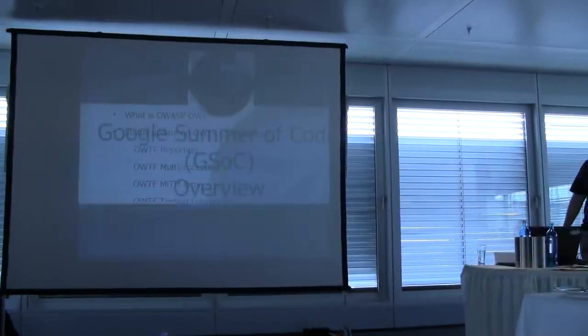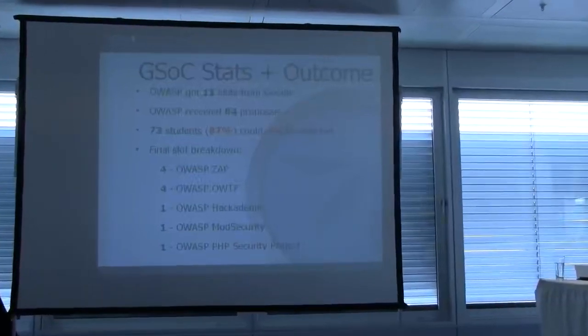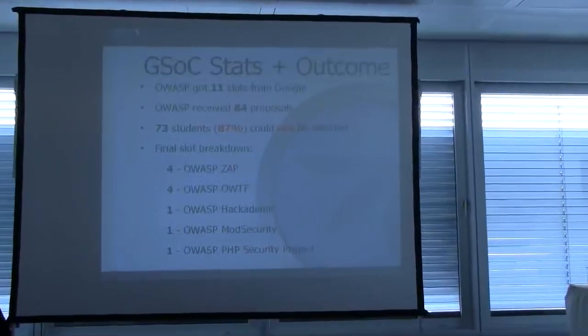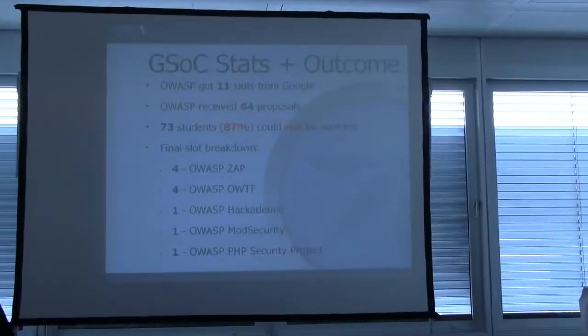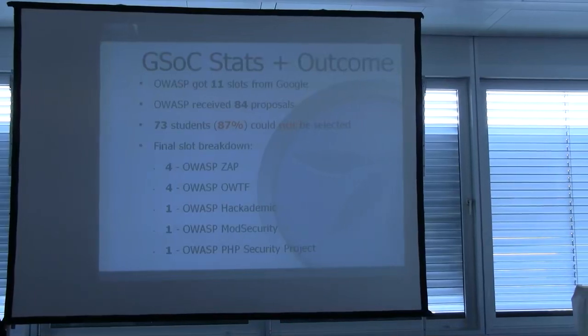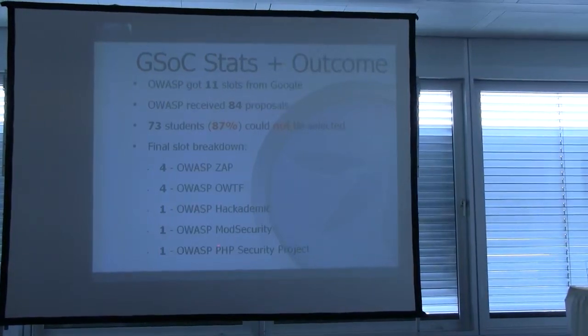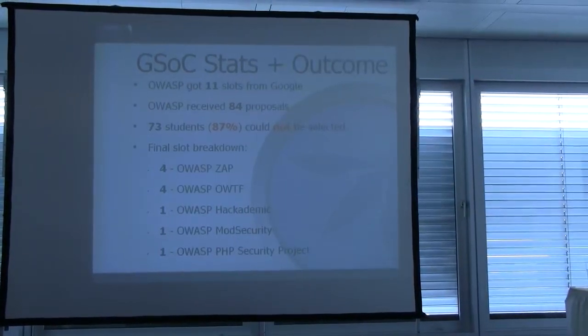So I'll cover a little bit of what happened with the Google Summer of Code. Essentially, OWASP received 18 slots from Google, so this meant we could take 11 students, and the problem is we got 84 proposals, so 87% of the students couldn't be selected. And the final slot breakdown was that OWTF and ZAP got 4 slots, and then you can see all the projects there, the academic and ModSecurity and PHP security projects got 1.